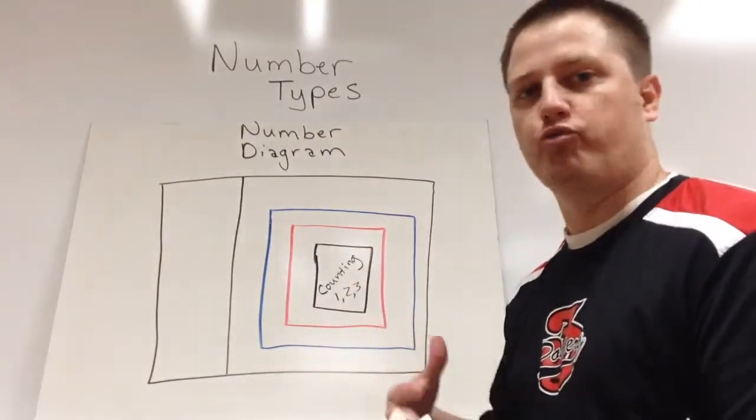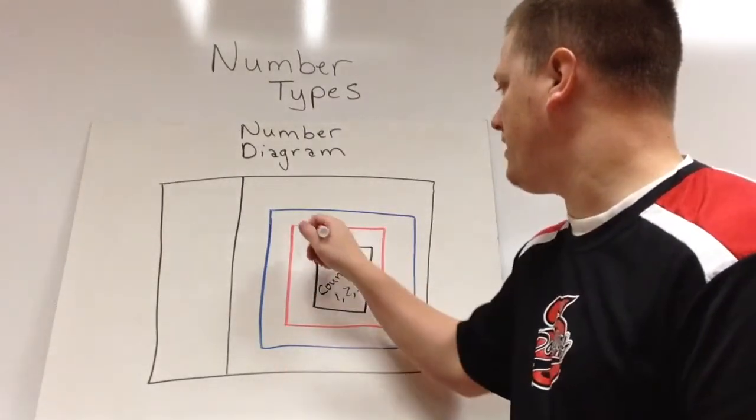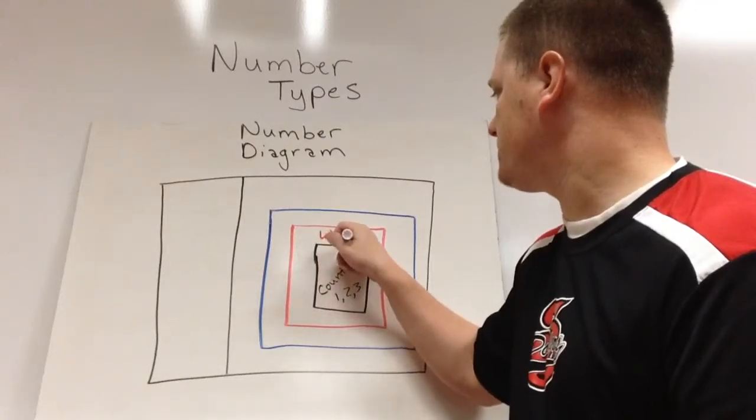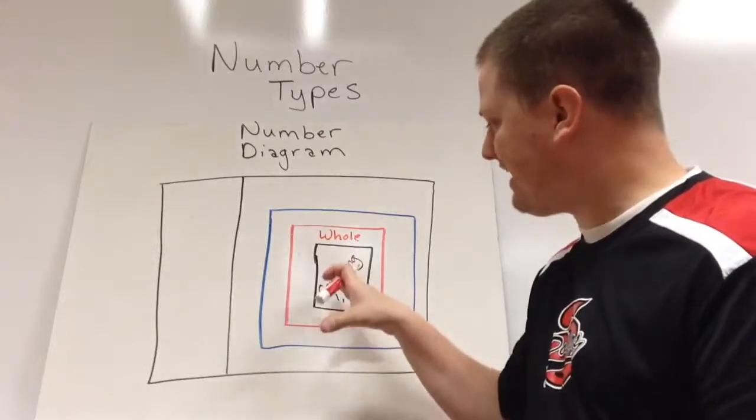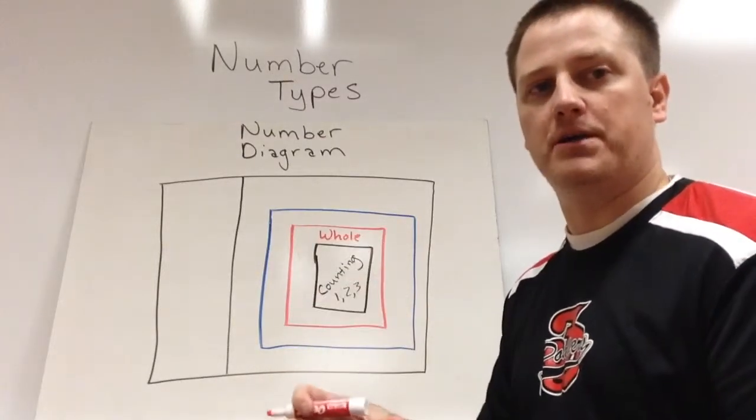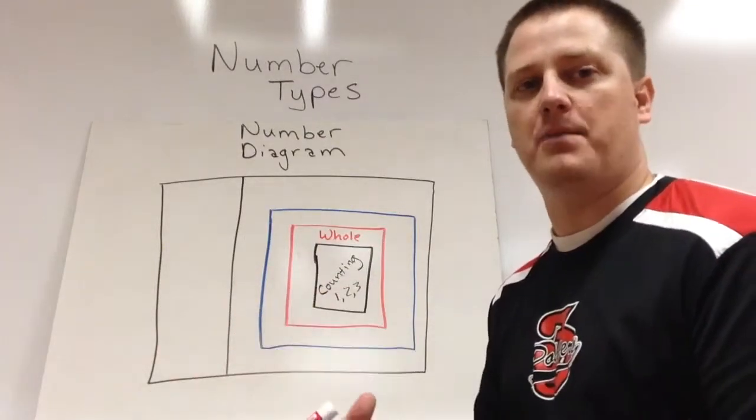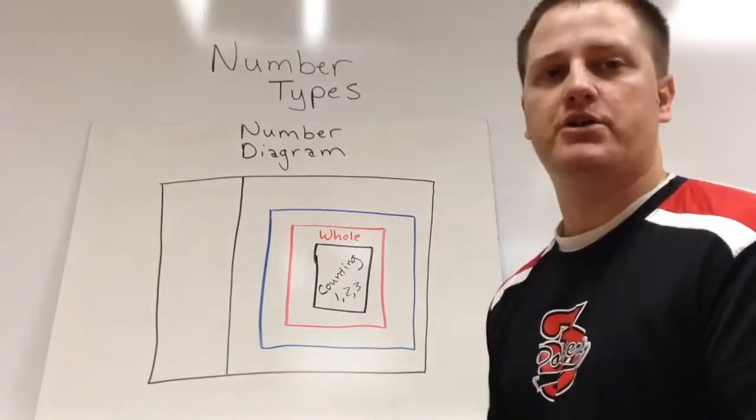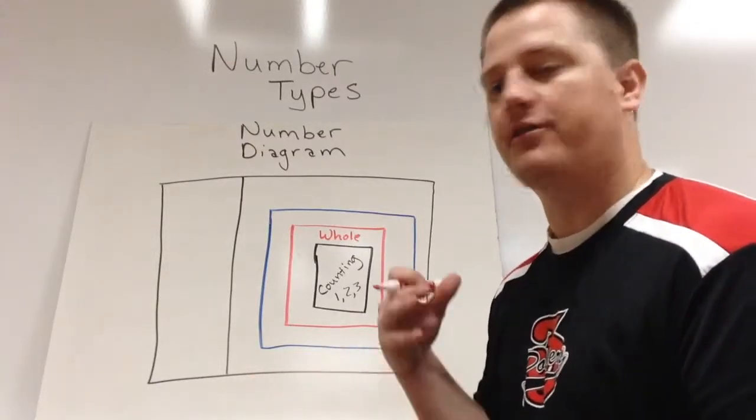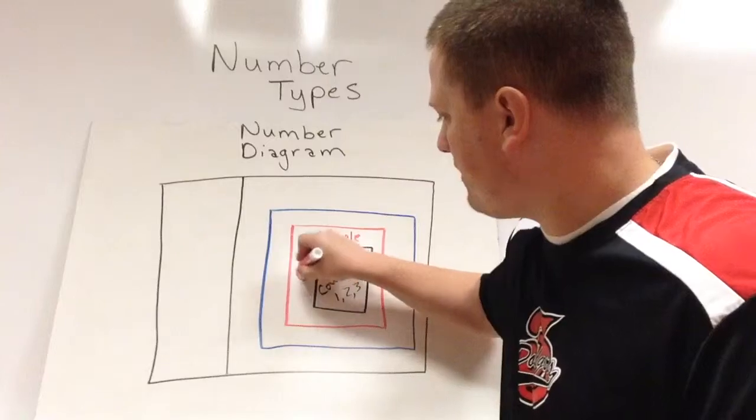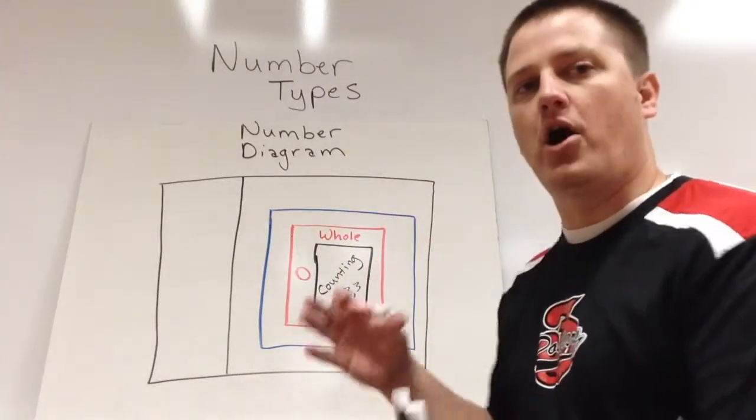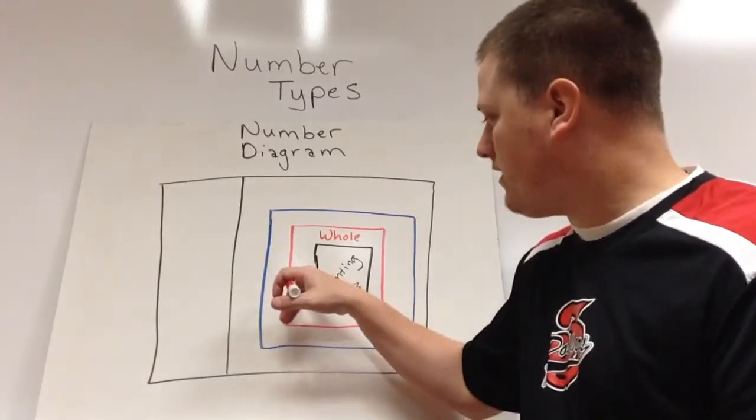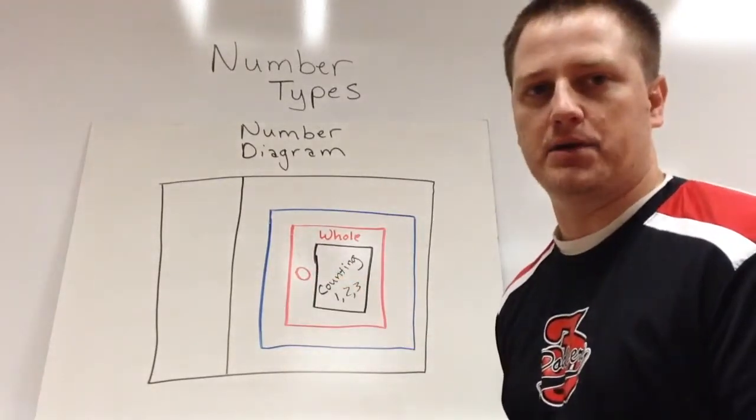Our next group of numbers is what we call whole numbers. Now the whole numbers are around the counting numbers because counting numbers are whole numbers. And then we add some numbers in with the counting numbers. We actually only add one number in for the whole numbers, and that's 0. So our counting numbers are 1, 2, 3, 4, and so on. Our whole numbers are 0 plus all those counting numbers.